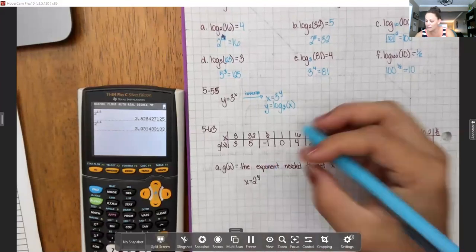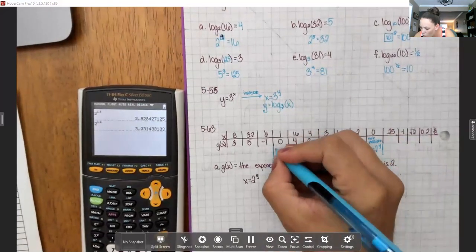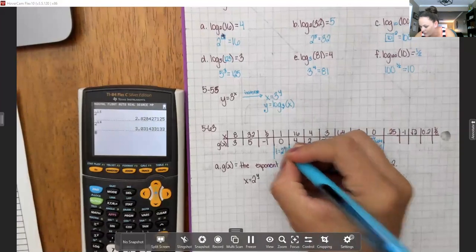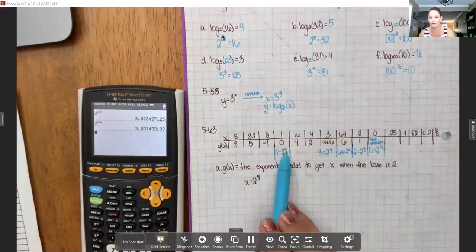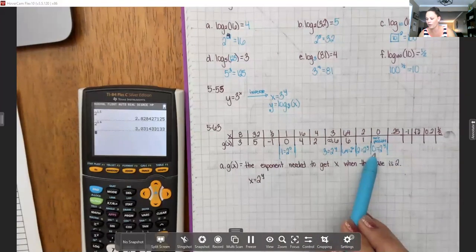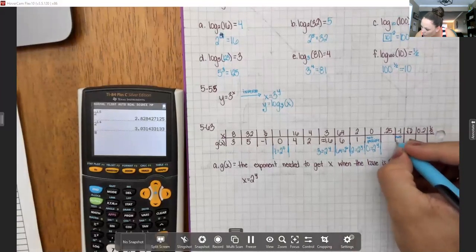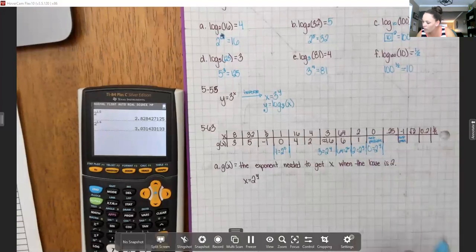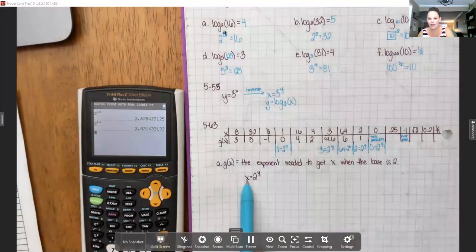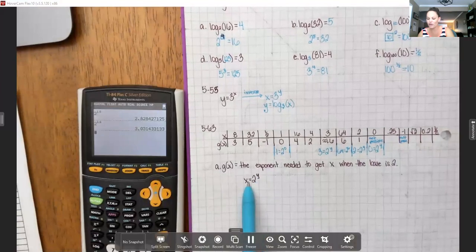The other way, don't confuse it with this one. This one over here is 1 equals 2 to the power of 0. We can have an exponent of 0. We can't have an x value of 0. This other one is also not possible at -1. If you're taking a bunch of 2's and multiplying them together, you're never going to get a negative output.